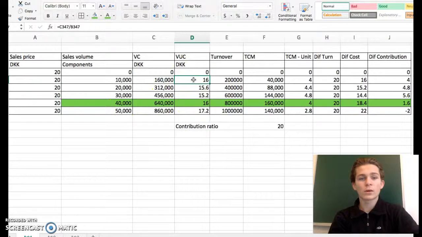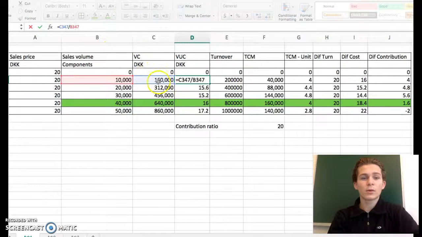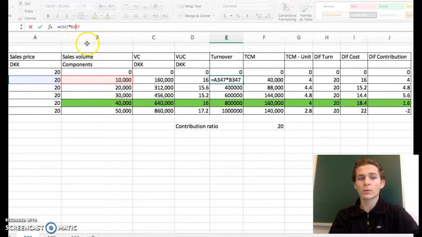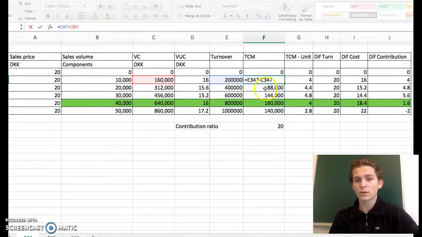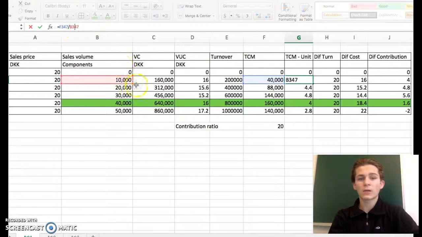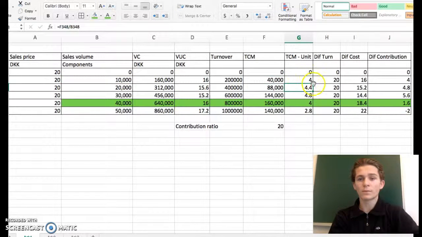Then the variable cost per unit, I took the total variable cost and divided it by the sales volume. And for the turnover, I took the sales volume and then timed it by the sales price. And then to calculate the total contribution margin, I took the turnover minus the variable cost so we can see what they earn, which is the total contribution margin of all the sales volume. Then there's the contribution margin per unit, which is the total contribution margin divided by sales volume. So for one single unit they earn 4 kroners.